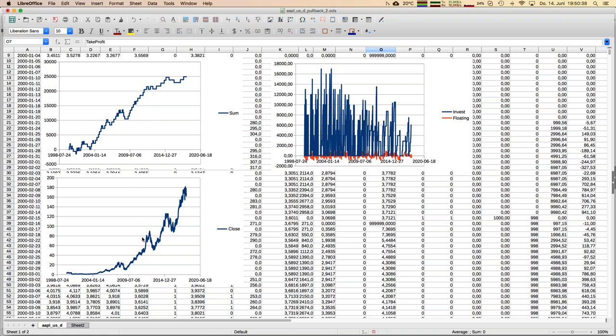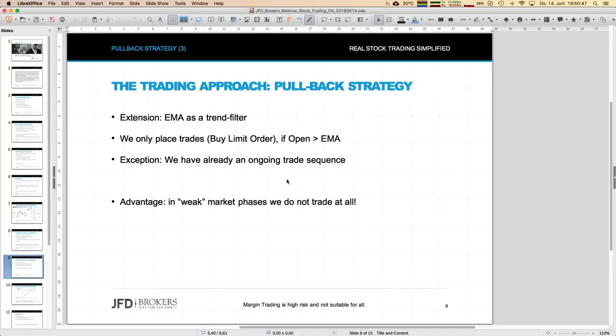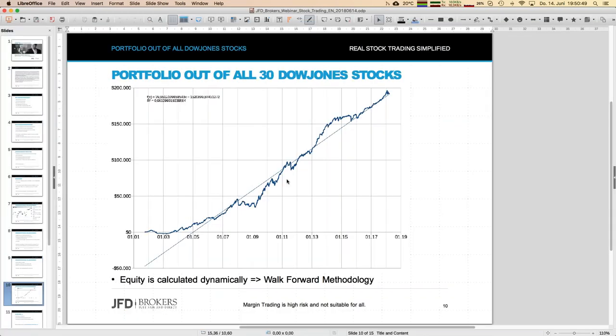But still, I can record all those trades of always in future, and I want to share that result with you here as well. And that looks like this. So that is a portfolio of all 30 Dow Jones companies. Honestly, I selected those 30 companies which are today in the Dow Jones. I know from time to time there are changes, and I have not looked into that kind of changes.